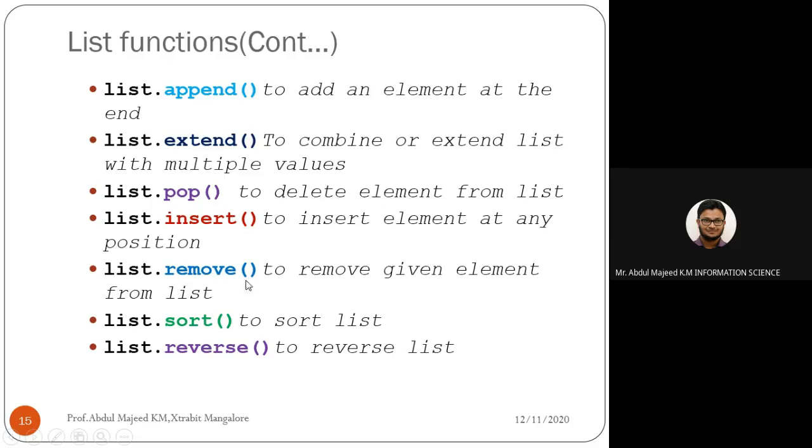Similarly, the remove function is used to remove a given element from the list. If you want to remove an element from anywhere, you can use the remove function. If you want to remove the recently added element, then you can use the pop function. Then the next one is the sort function. It will sort the elements in ascending order. And the last one is the dot reverse function. It will reverse the elements in a list. Clear? Now we can see them one by one.